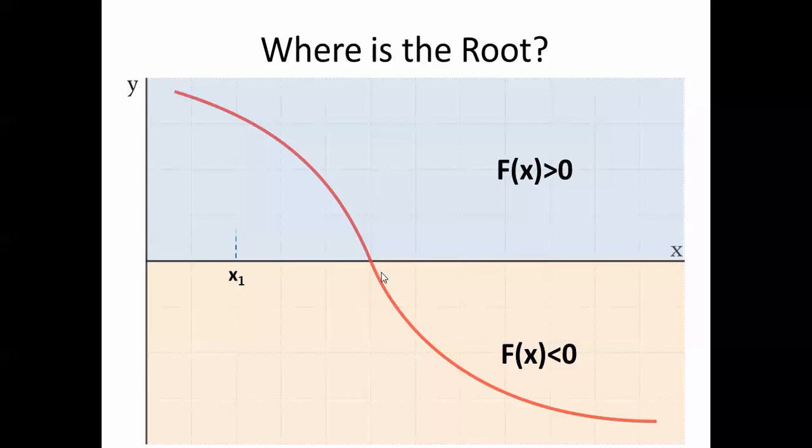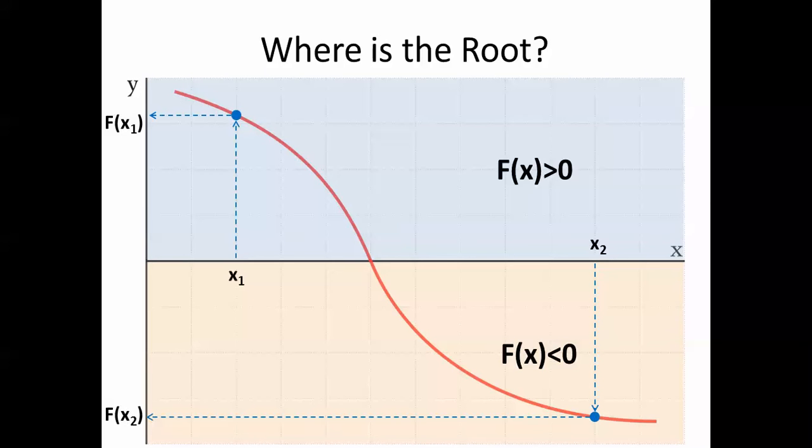Let's say we pick one x that has a positive f of x at the top, and then another x that corresponds to a negative f of x. Because one is in the positive part and the other in the negative part, the function must have passed by the x-axis. So we know that the root is somewhere between this x and this x. This is why it's called the bracketed method: you get two values and you know that the root is sitting somewhere between them. So you have the right and left bracket, which are this x and the other x.